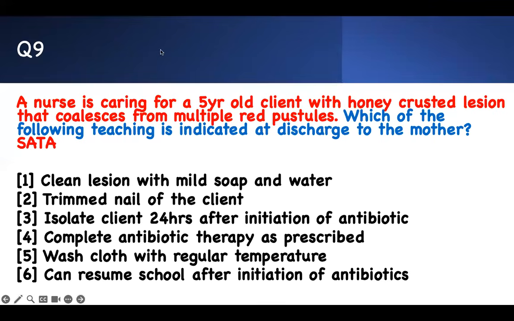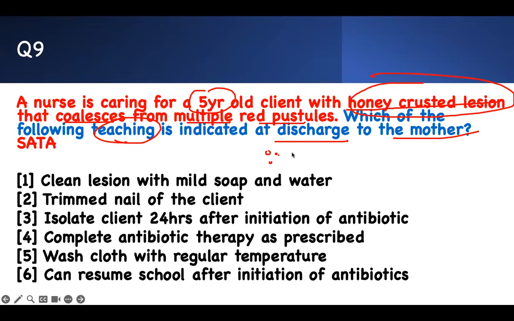Number 9, what do we have? Which of the following teaching is indicated at discharge to the mother? A nurse is caring for a 5-year-old client with an encrusted lesion that coalesces from multiple red pustules. So you have red pustules here, then they all form an encrusted lesion. What do you think? This is impetigo.